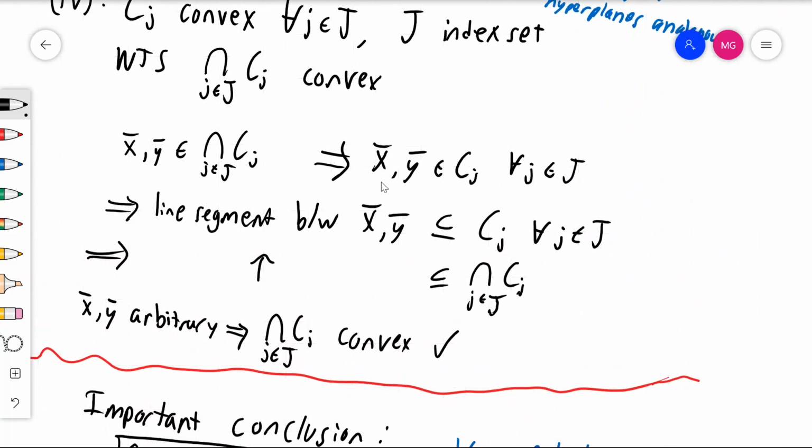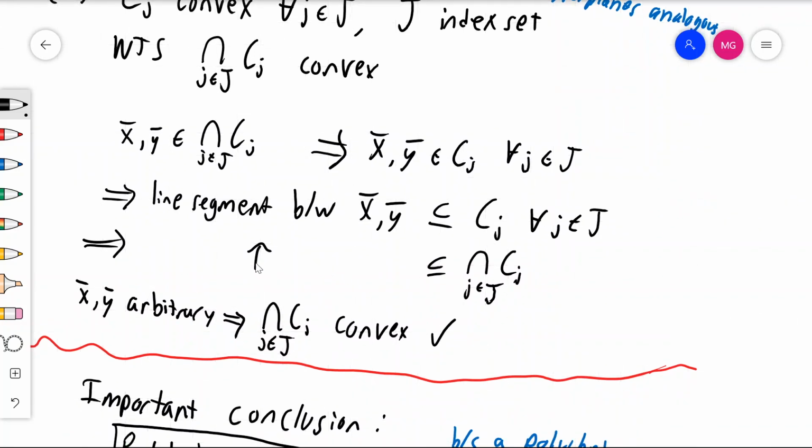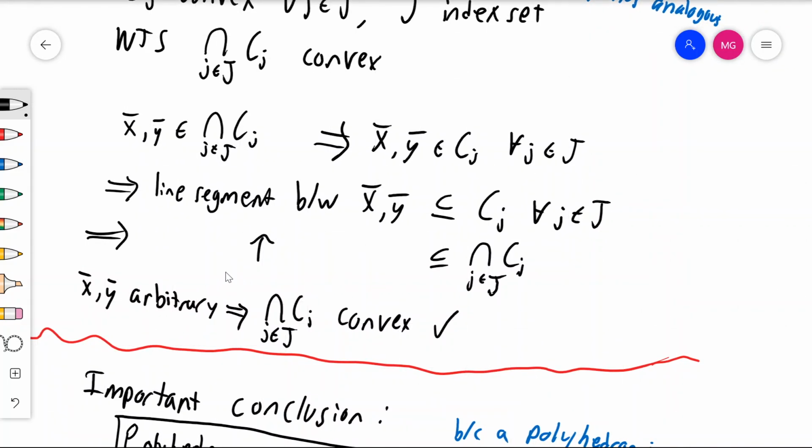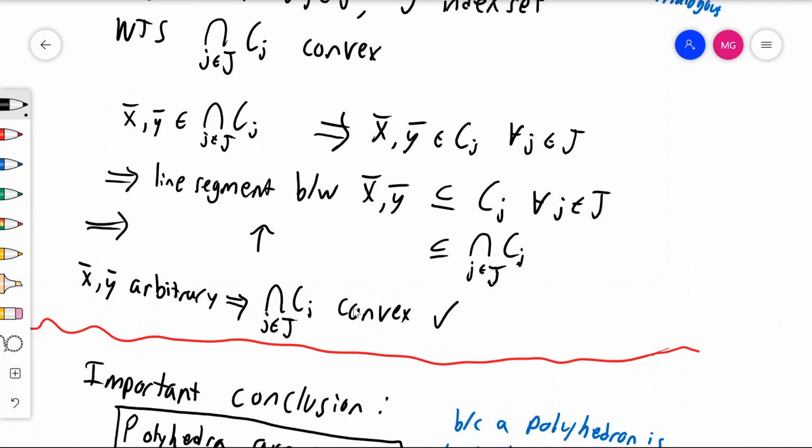And since each of these Cj's is individually convex, that must mean that the line segment between x bar and y bar is contained in Cj for all j in J. But then that means that the line segment between x bar and y bar is contained in the intersection, because it's in each of the individual Cj's, and so the line segment is contained in the overall intersection of the Cj's. And since x bar and y bar are arbitrary, for every pair of points x bar and y bar, the line segment between them is contained in this intersection of convex sets, which makes it itself convex.